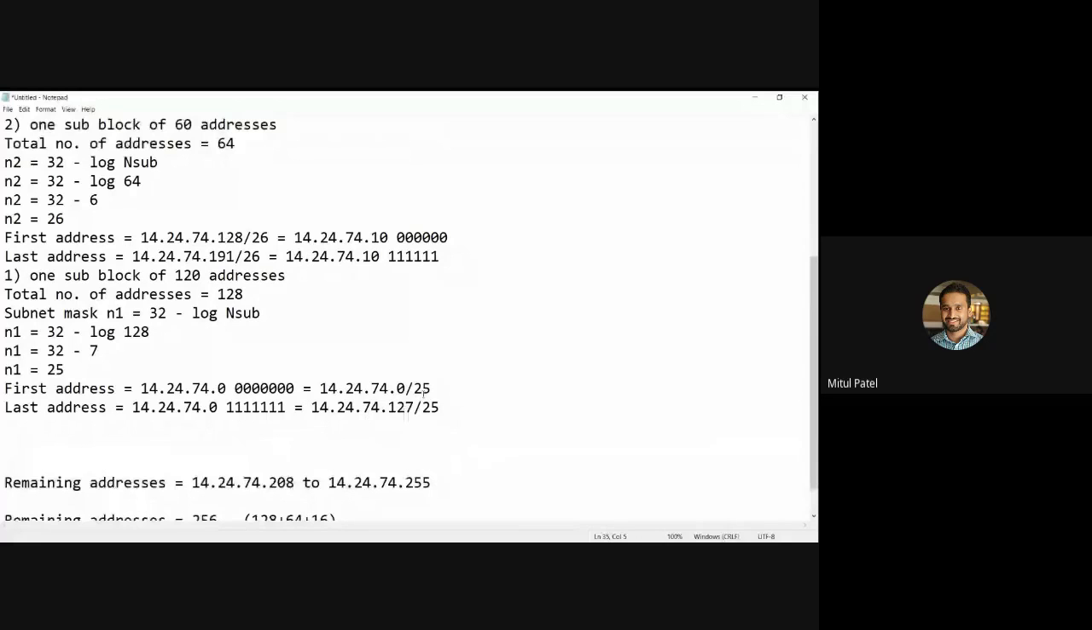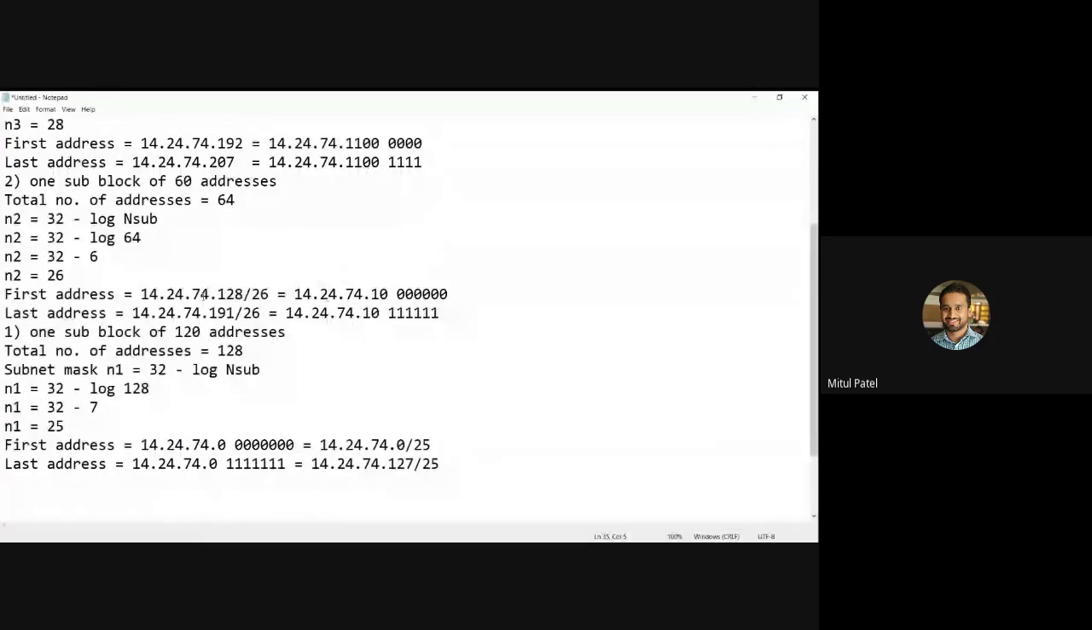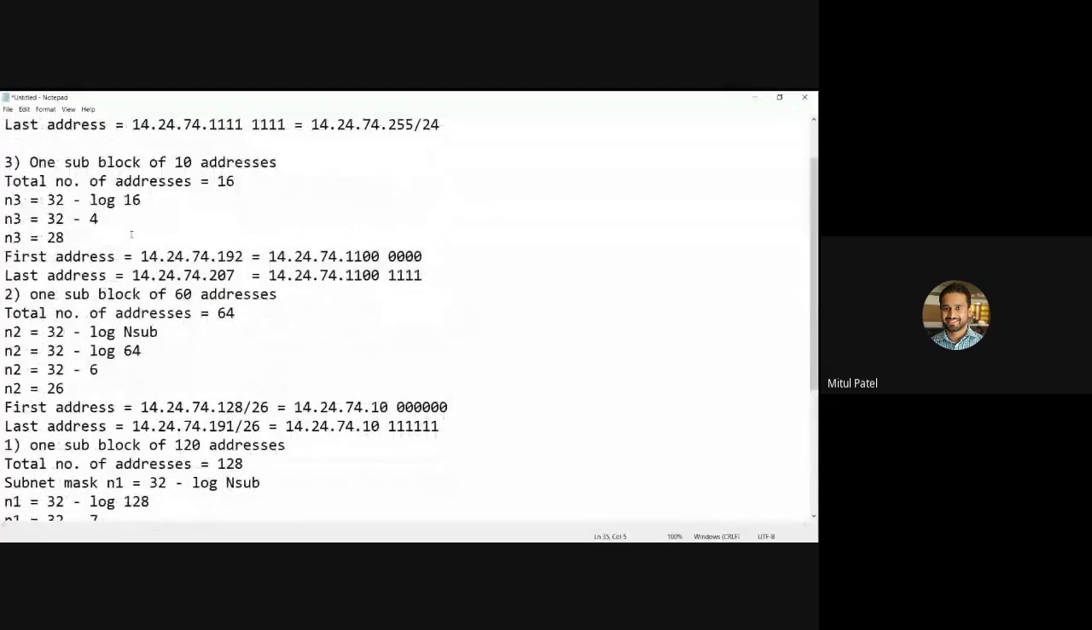For the second subblock, the first address is 14.24.74.128. The last address is 14.24.74.191. And the subnet mask is /26. Same for the third subblock, the first address is 14.24.74.192 and the subnet mask is /28, while the last address is 14.24.74.207. Subnet mask is /28.